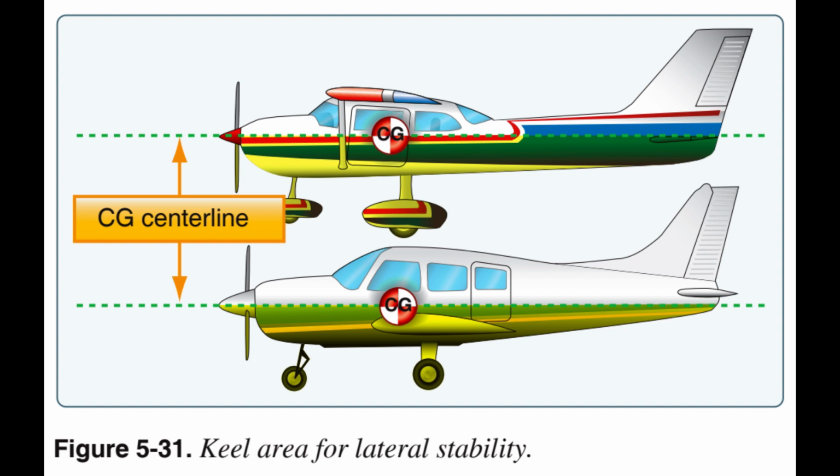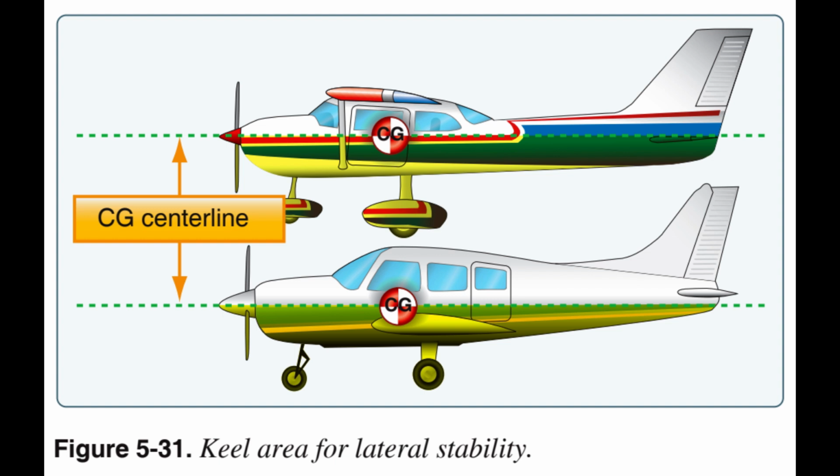When a high-winged aircraft is disturbed and one wing dips, the fuselage weight acts like a pendulum, returning the aircraft to the horizontal level. Laterally stable aircraft are constructed so that the greater portion of the keel area is above the CG. Figure 5.31.